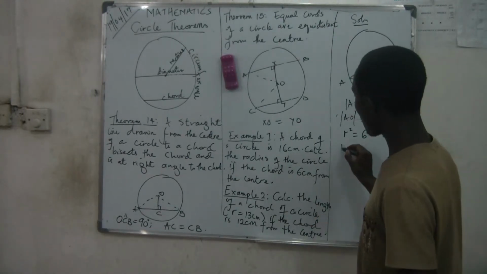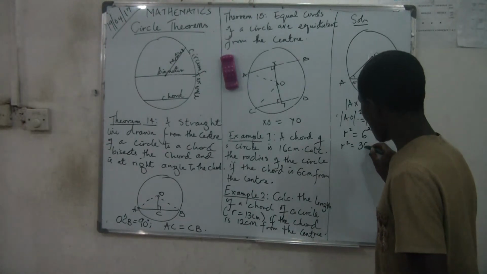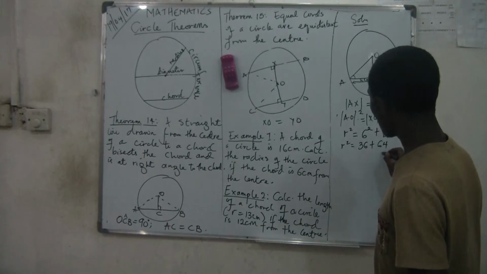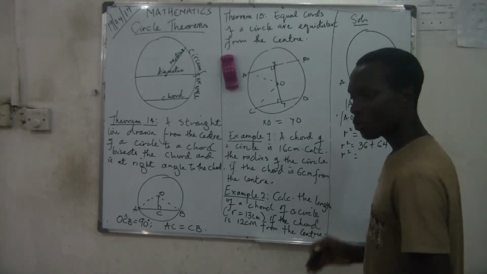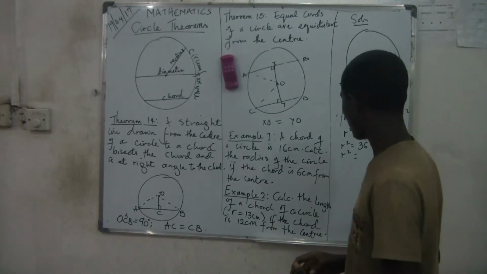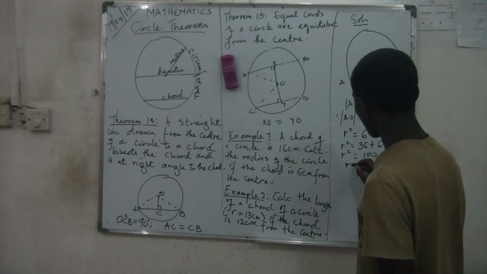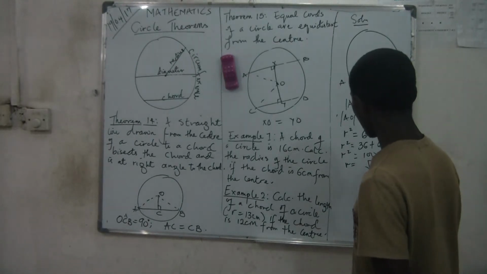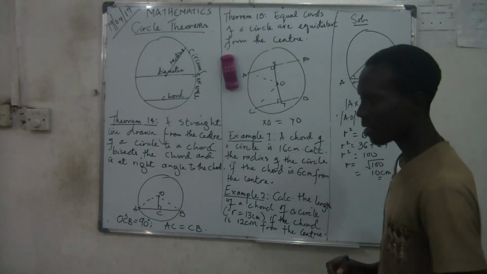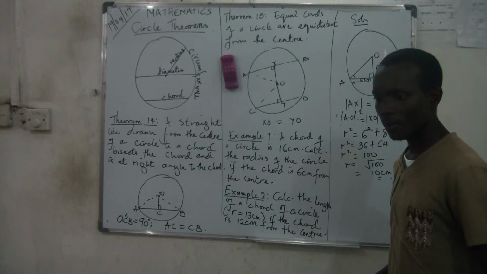So from here we can say R squared. What's the square of 6? 36. And the square of 8 is 64. So R squared, someone should calculate for us: 36 plus 64, what would that give us? 100. So therefore the radius is the root of 100, which is equal to 10 centimeters as the answer, with the help of theorem 14.